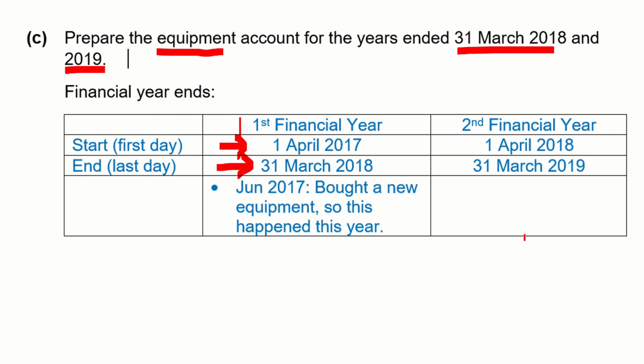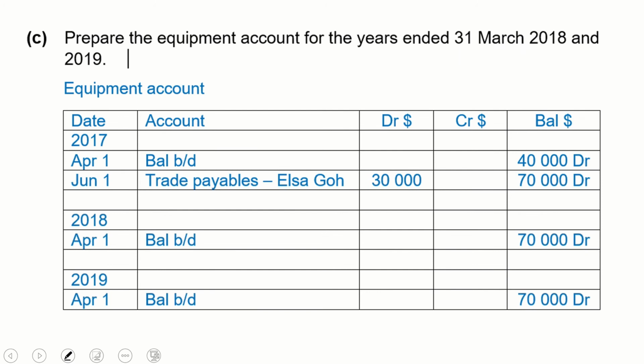In the second year, the first day is 1st of April 2018. This is actually one day after the end of the last financial year. And the last day of the second financial year is 31st of March 2019. Let's take a look at the equipment account. The equipment account looks like this. Accounting rule is plus, minus.